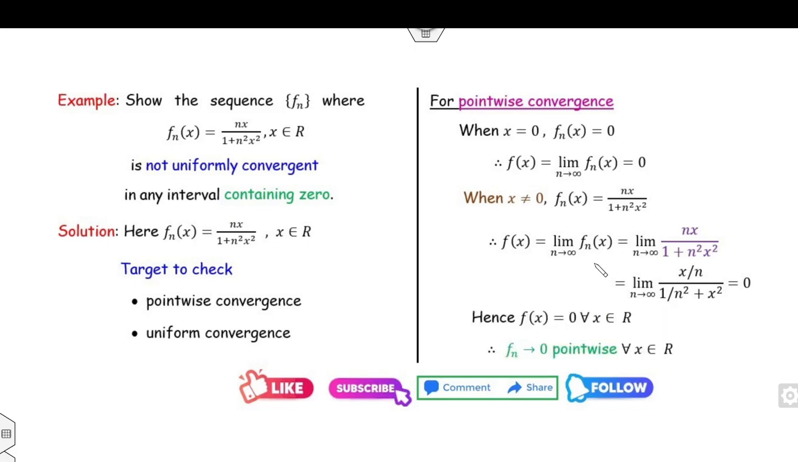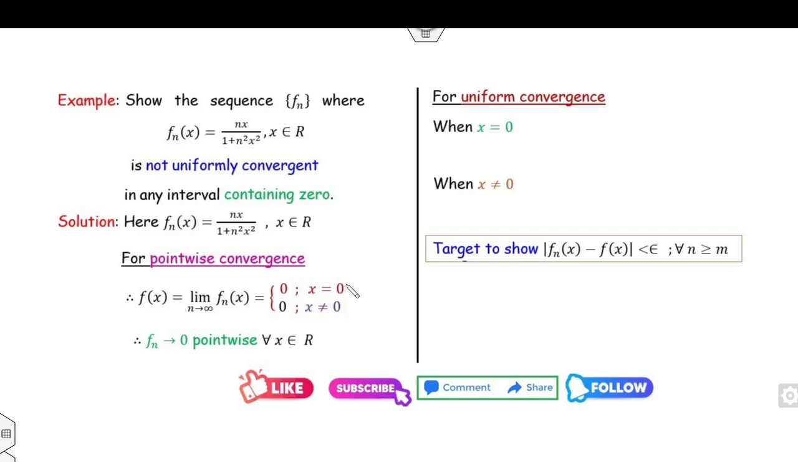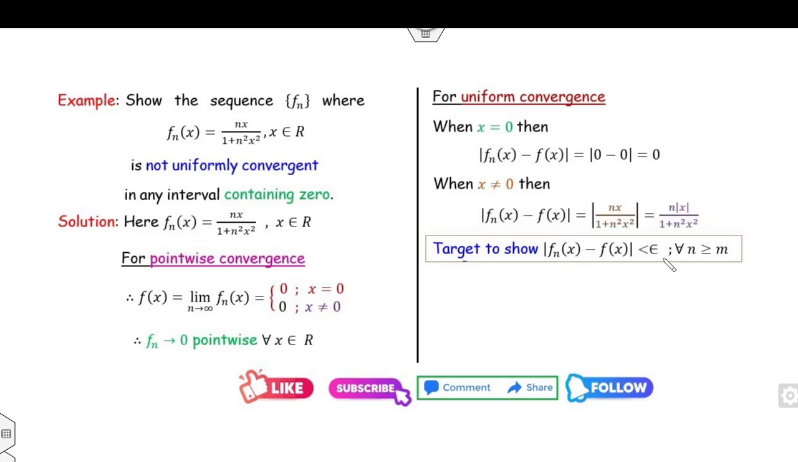So what we can say is f(x) is 0 when x is non-zero and when x is 0; in both cases it is pointwise convergent. Now for uniform convergence, again you have two cases. We have to find this value |f_n(x) minus f(x)|, which we have obtained as 0 for the first case. Similarly for the second case, why have we written mod x? Because x is the complete real line; it can be positive, it can be negative. I can substitute this value of f(x) and find this expression.